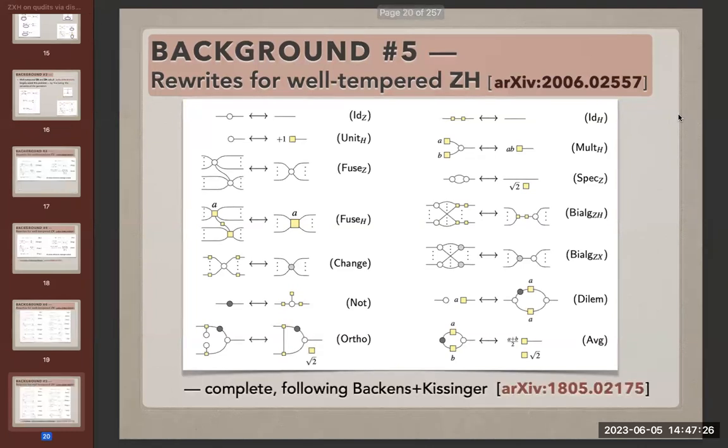This is, again, derived from rewrite rules from the original presentation by Alex and Miriam. And again, these rewrite rules are complete following them. The completeness of this calculus follows as a derivation from their proof of completeness.